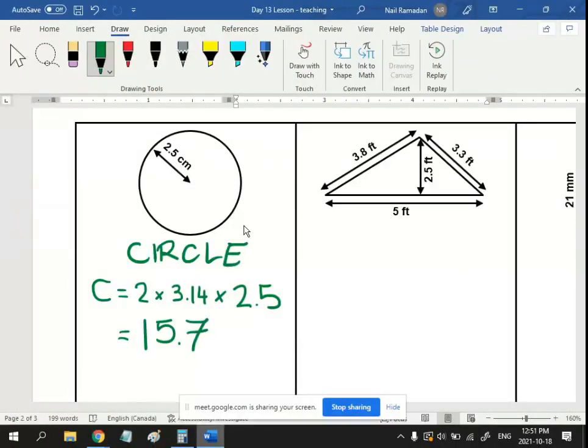Is it centimeters squared or just centimeters? All perimeters are in just what? All perimeters is just the distance around, so it's just centimeters. That's it.